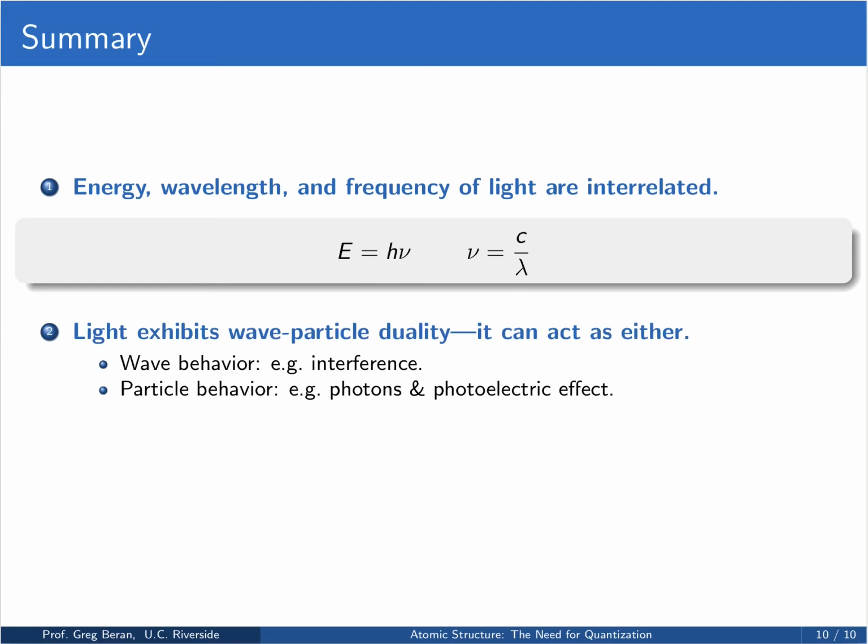We've seen that light can exhibit this wave-particle duality, meaning it can act as both a wave and a particle. We've seen examples of the wave behavior, the two-slit experiment, for example. That is clearly wave-like behavior with the interference pattern being generated. At the same time, it can exhibit this particle-like behavior with the photons and the photoelectric effect, where the energy is coming in these discrete packets of light rather than as a continuous wave.